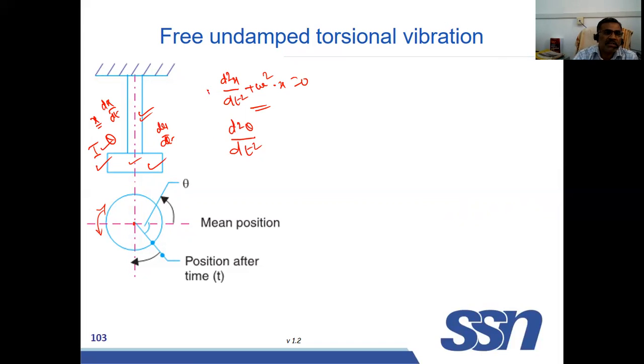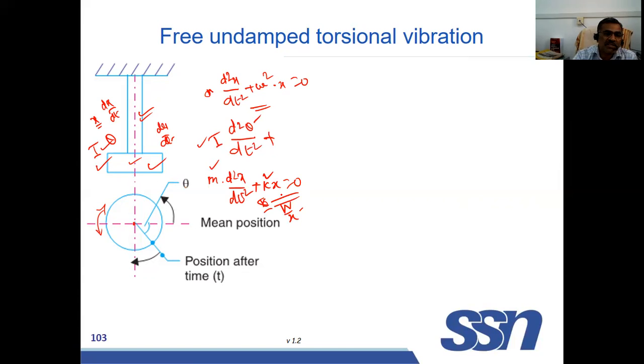What is here? You will get m. Here you will get I instead of m, into d square theta by dt square. What is the linear equation? That is m into d square x by dt square plus k into x equal to 0. Here instead of mass you take I, d square theta instead of d square x, plus instead of stiffness, what is stiffness? Load by x is stiffness.